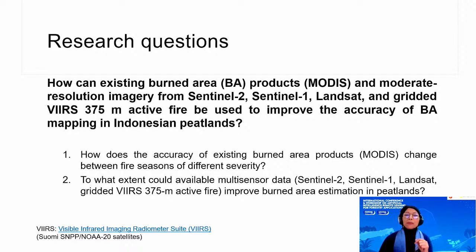of differing severity? The second one is, to what extent could available multi-sensor data, all that we mentioned earlier, improve burn area estimation in peatlands?